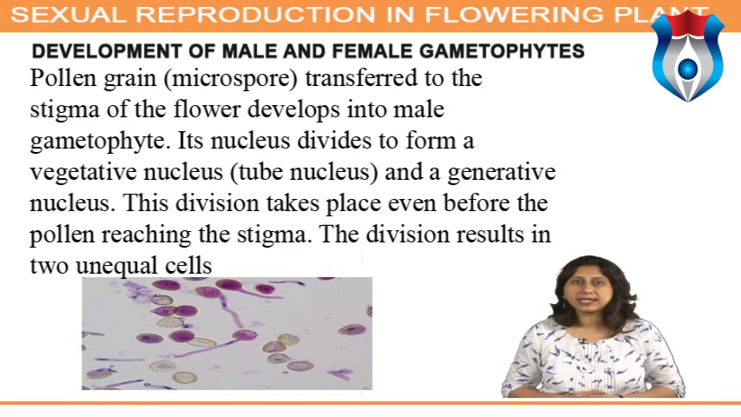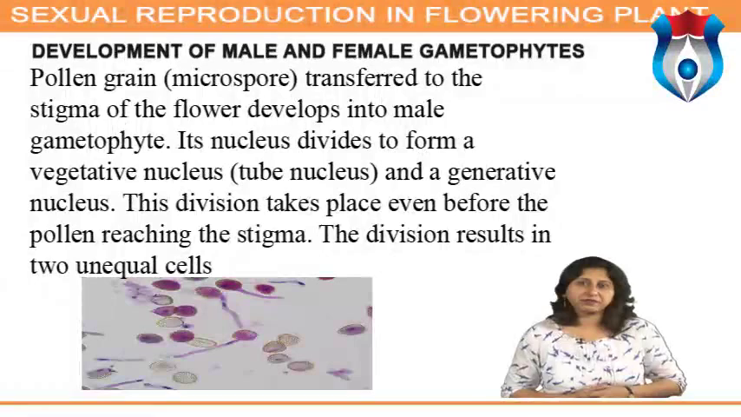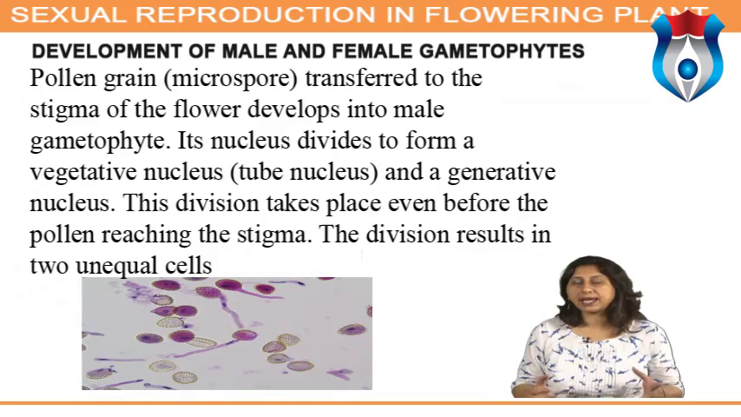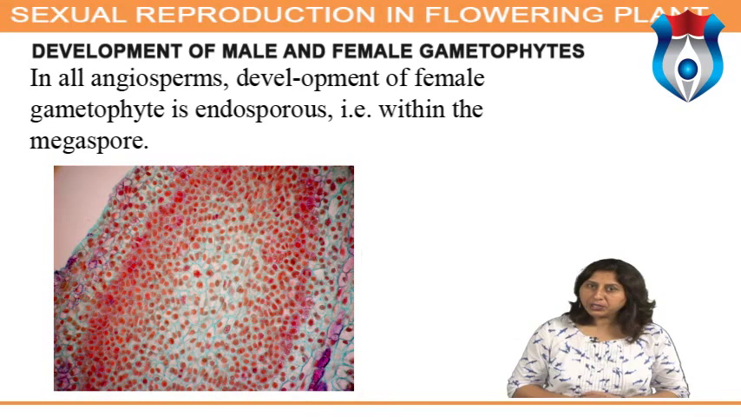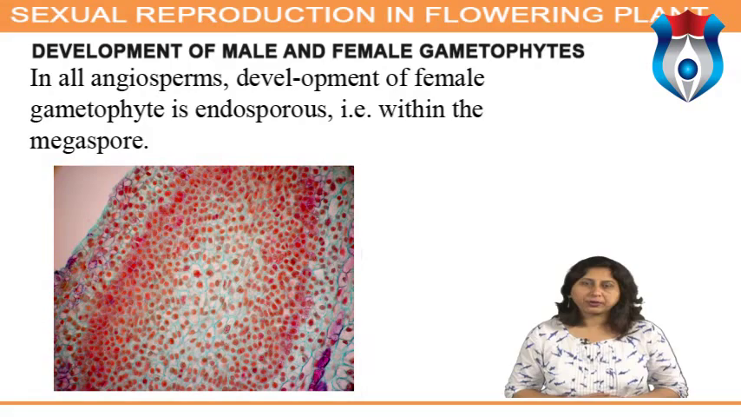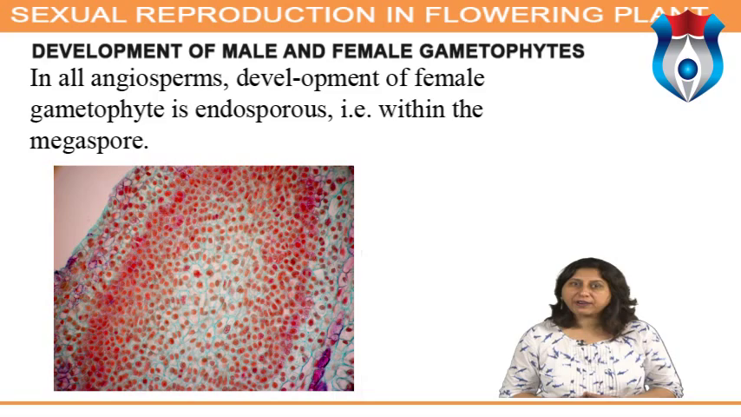The megaspore is the first cell of the female gametophyte. The lowermost megaspore enlarges and produces an embryo sac. In all angiosperms, development of the female gametophyte is endosporous, that is, within the megaspore. In a typical case, the functional lowermost megaspore gives rise to an 8-nucleate embryo sac.